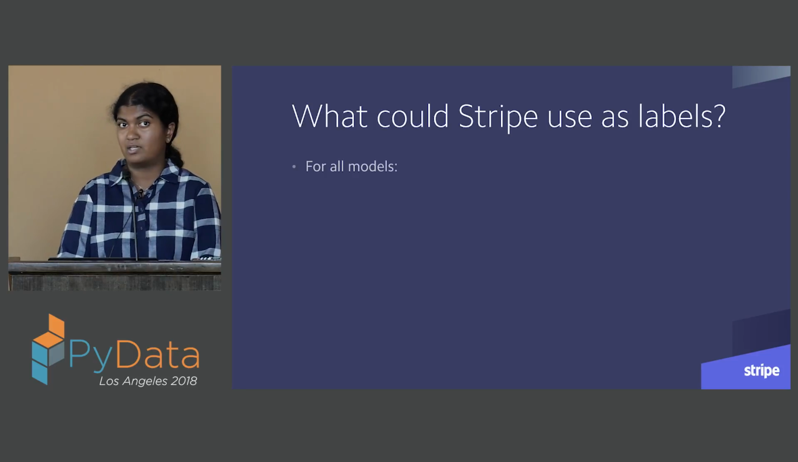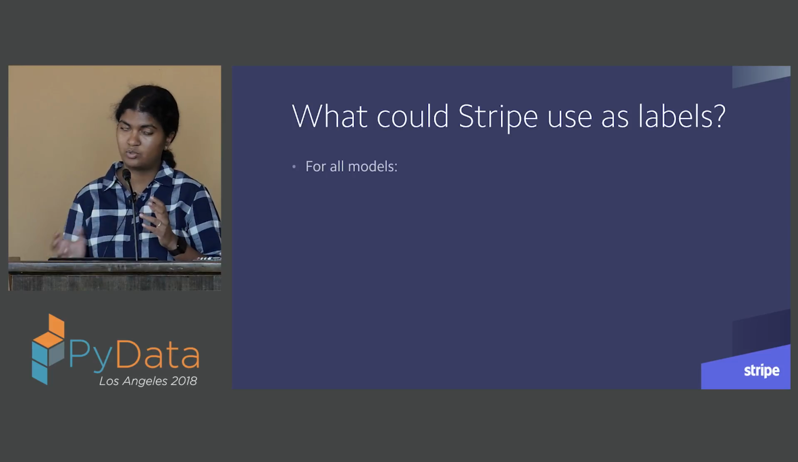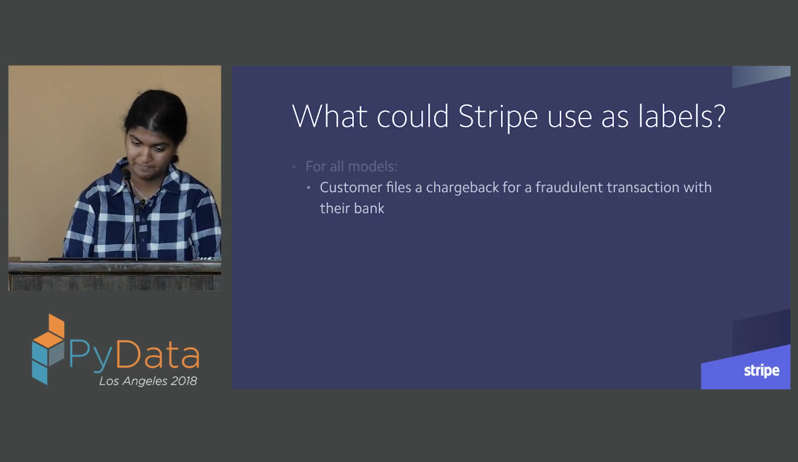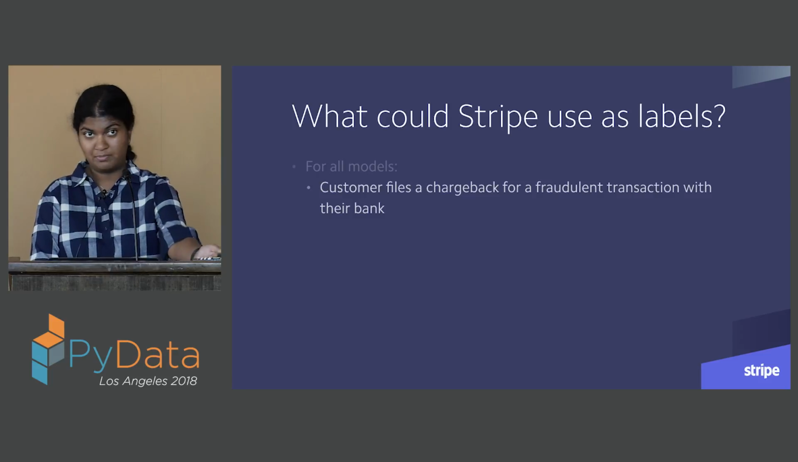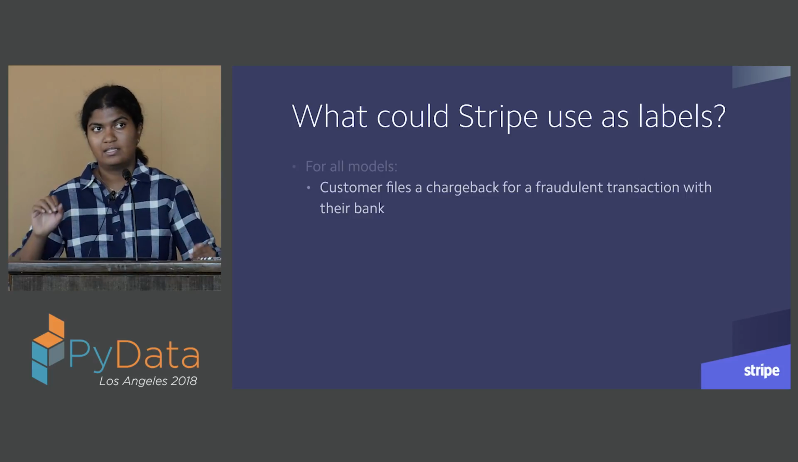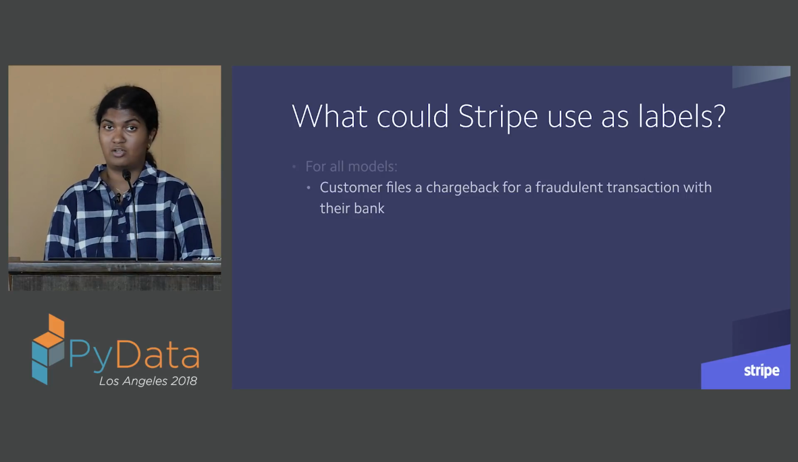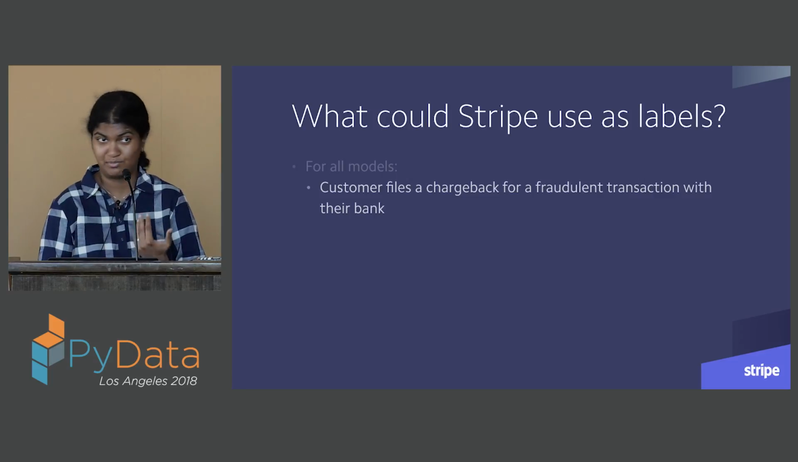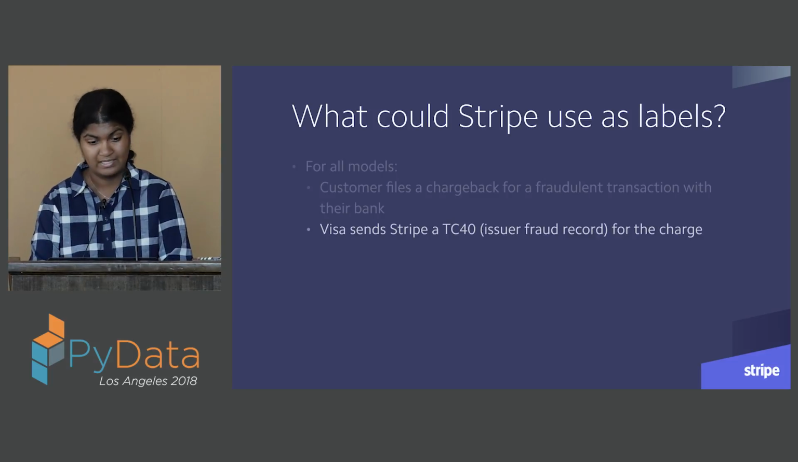So for all of our models that are trying to detect whether or not a transaction is fraud, using my watch example, where a customer files a chargeback with their bank for a fraudulent transaction, that one is pretty obviously fraud no matter who the merchant is, no matter who the customer is, no matter who the bank is.